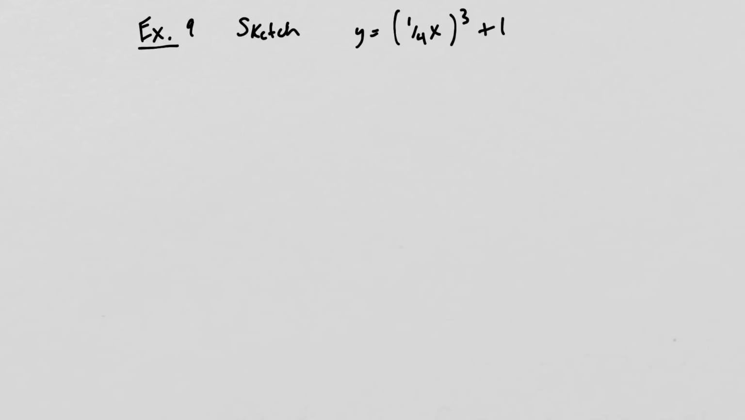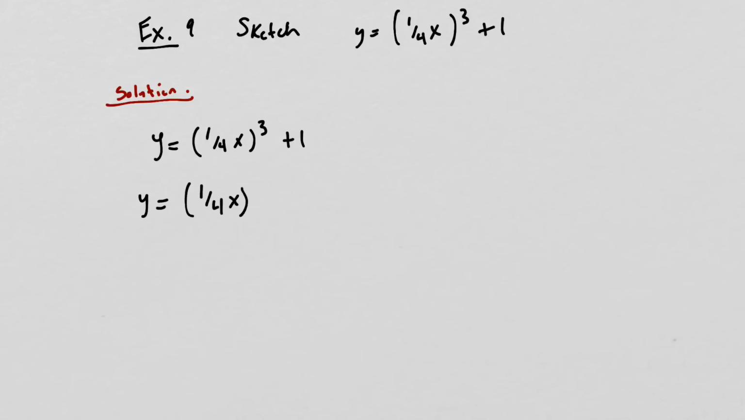All right, so we want to go ahead and sketch the following equation. Let's start off with what we're given. y is equal to (1/4 x) raised to the third plus 1. Here, we see that this graph, y is equal to (1/4 x) raised to the third plus 1, is going to be the same graph given by (1/4 x) raised to the third that's been shifted up by 1 unit.